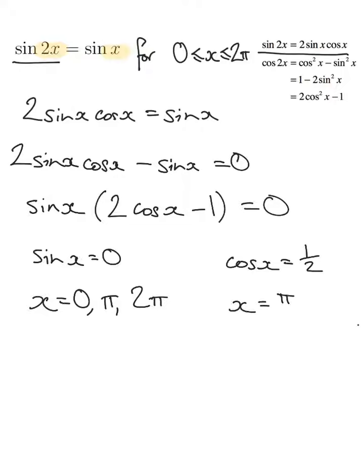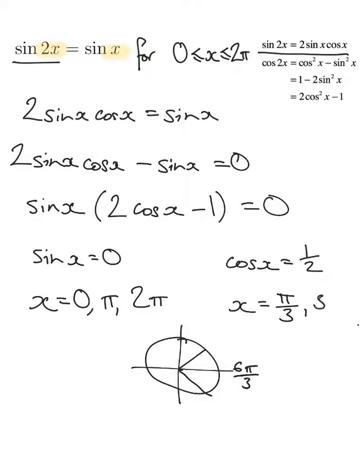or pi over 3. And then if we think unit circle, we're going to have one answer here and one answer here. So the other answer is going to be in the fourth quadrant. So we've got 6 pi over 3, take away pi over 3, that gives me 5 pi over 3 as my final solution.